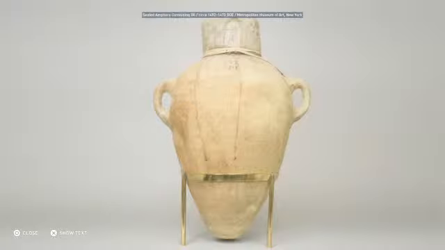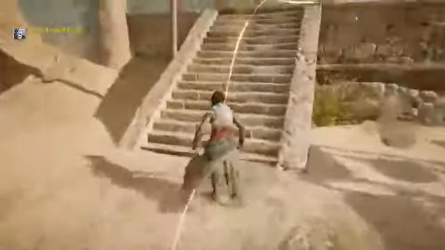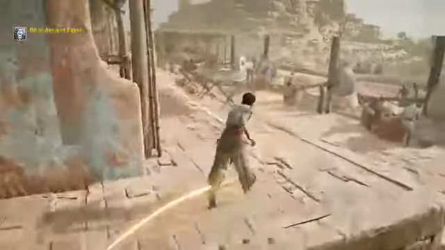Right, credit goes to circa 1492, 1473 BCE, Metropolitan Museum of Art in New York. And then we are going to head up here.